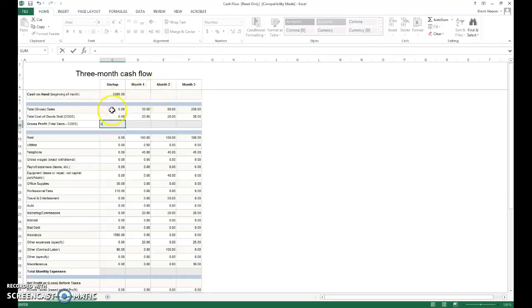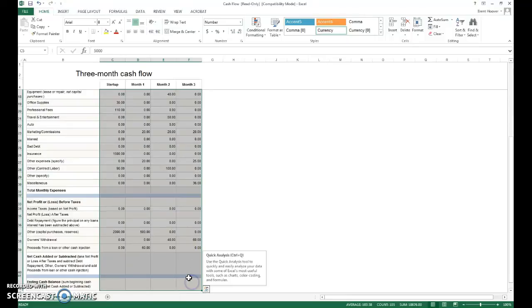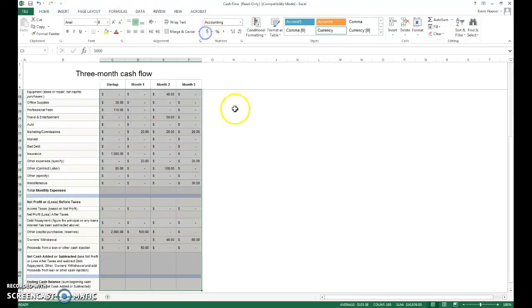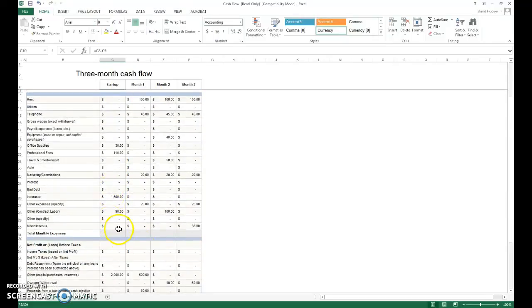So your gross profit is essentially your total gross sales minus your total cost of goods sold. Notice, it's given us a formula. You can take it, drag it over, and it automatically creates it. And one thing before I forget, take all these numbers and put them into an accounting format. That format's much easier. So, alright, the next thing to do is to sum the total monthly expenses.